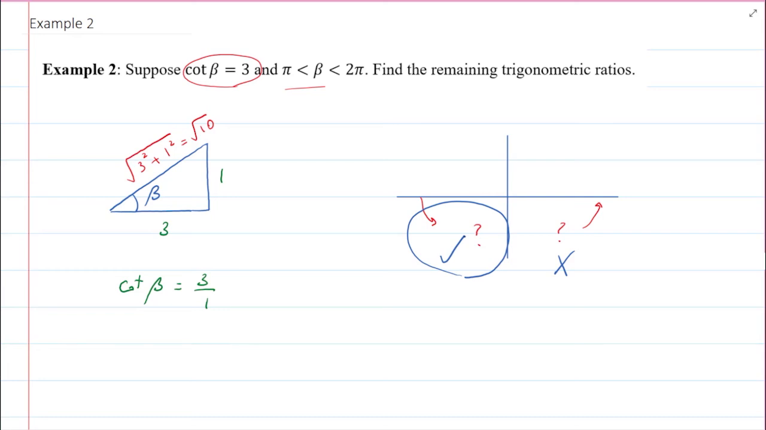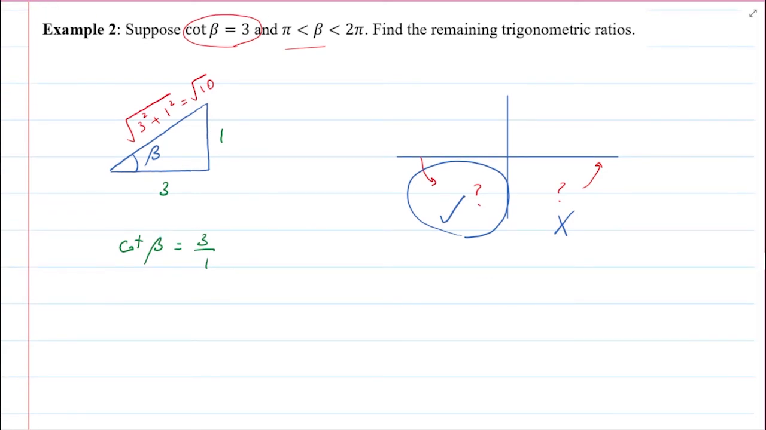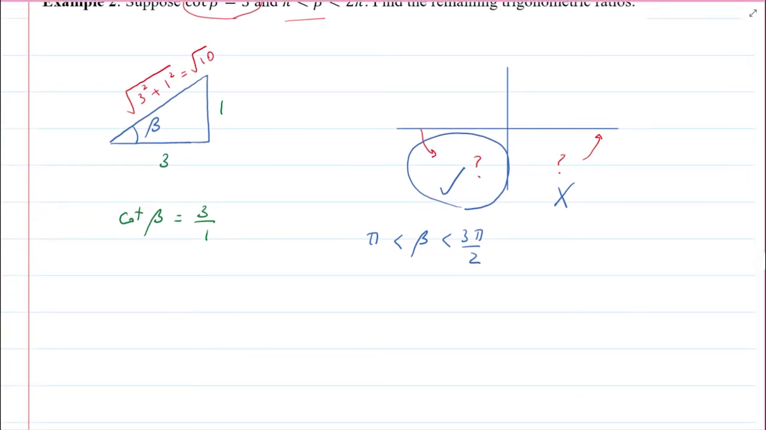And even though in the question we are given a wider range, which is between pi to 2 pi, beta is actually in the third quadrant. So I'm going to write beta is between pi and 3 pi over 2. And this means I can find sine of beta now, cosine of beta, tan of beta, cotan obviously is given, so secant of beta, and cosecant beta.